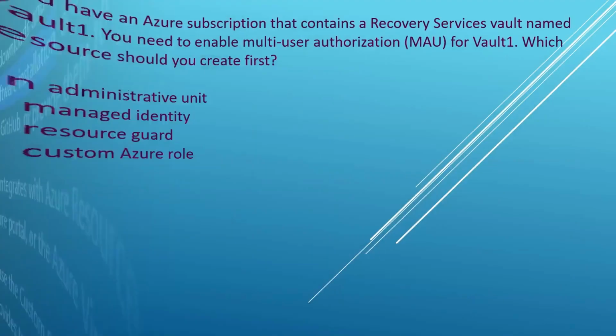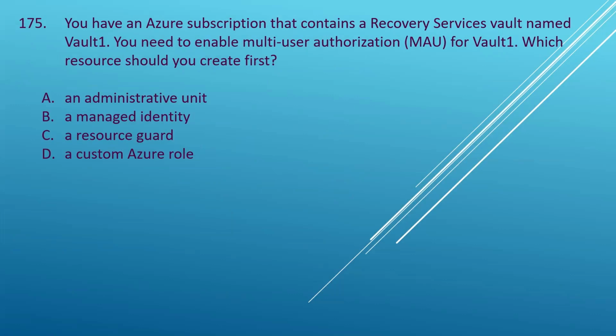You have an Azure subscription that contains a Recovery Services vault named Vault1. You need to enable multi-user authorization (MUA) for Vault1. Which resource should you create first? Your options are an administrative unit, a managed identity, a resource guard, a custom Azure role.